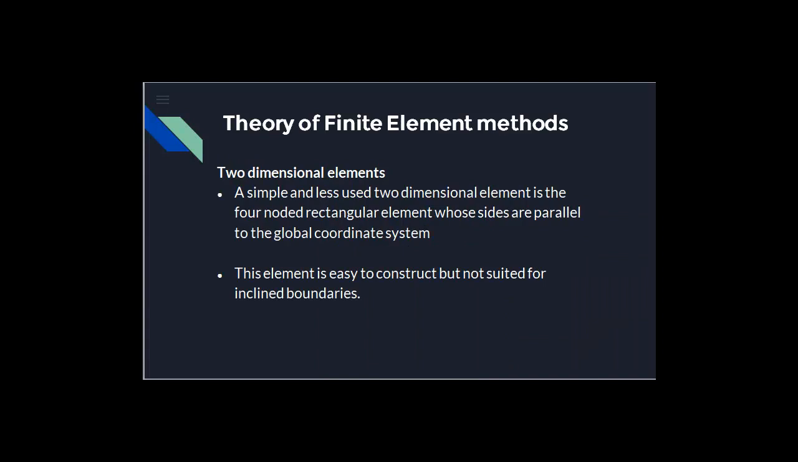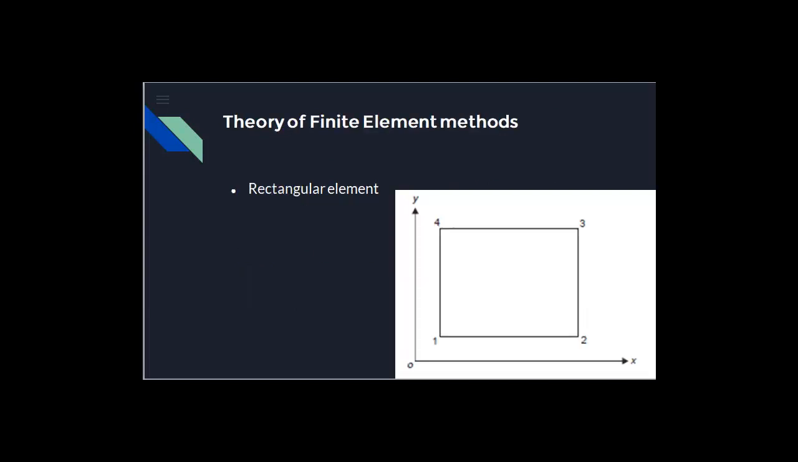Compared to a triangular element, a simpler and less used two-dimensional element is the 4-noded rectangular element whose sides are parallel to the global coordinate system. This element is easy to construct but is not suited for inclined boundaries. This is how a 4-noded rectangular element will look like, and this is the coordinate system, which is referred to as the global coordinate system.